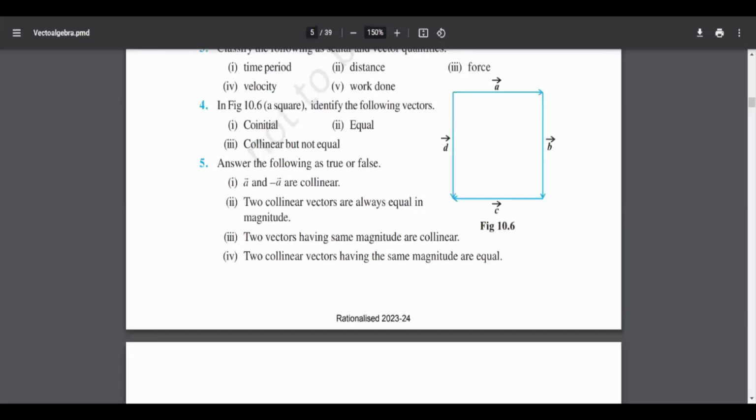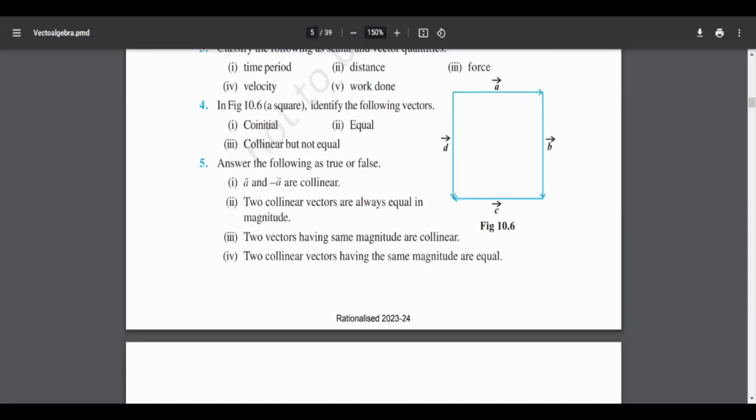Two vectors having the same magnitude are collinear. So this is again false. I can draw vectors with the same magnitude in any direction. So this is also false. I can draw the angle between them to be 30 degrees, 60 degrees, 70 degrees, but they do not necessarily need to be collinear.